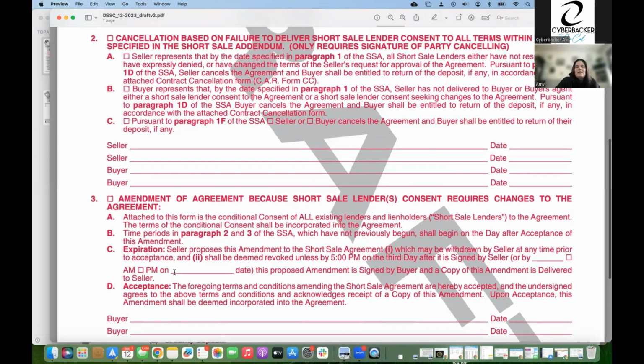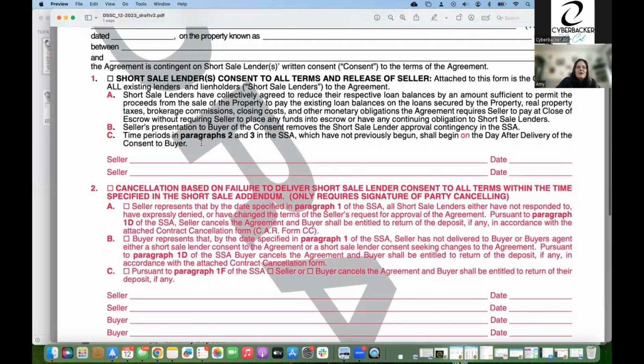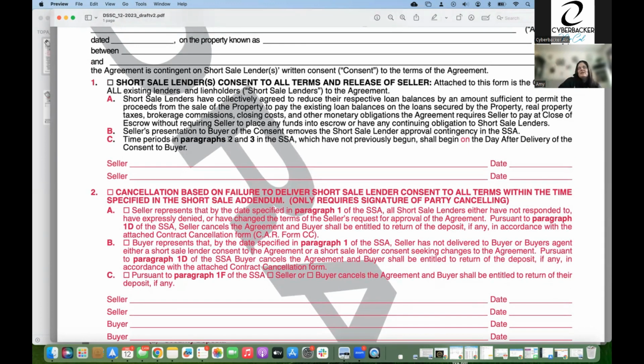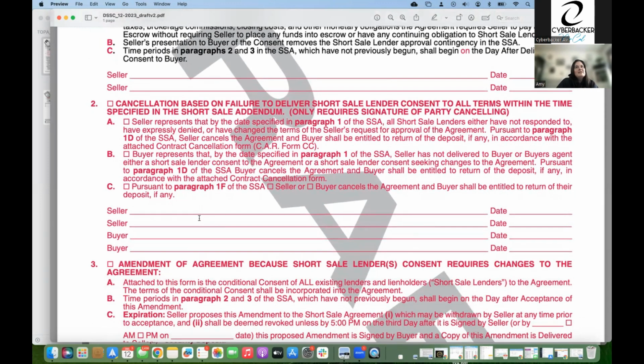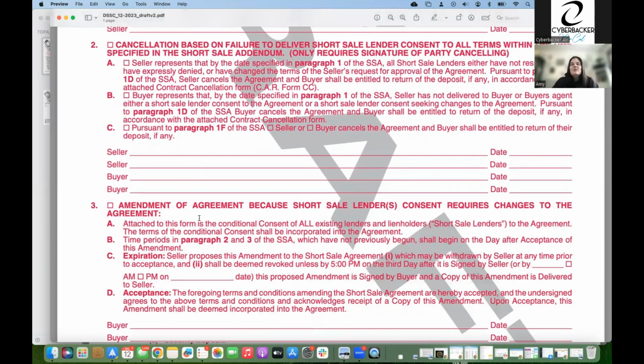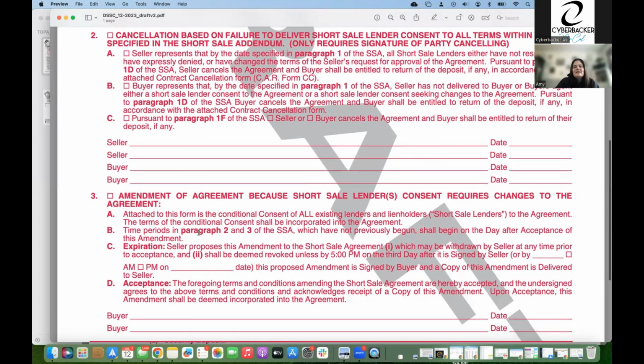So in this form, we're either going to sign for box number 1 or we're going to sign for box number 2. So we're either, hey, we're still in agreement with the purchase agreement, we got the offer back from the lender, we're good to go, and then the transaction proceeds towards closing. 2 is, hey, we're canceling it because we haven't received or we're not in agreement with what the lender said. And 3 is, hey, the short sale lender agreed to sell, but they want some changes made, and here are the changes, right? So attached to this form is the conditional consent of all existing lenders and lien holders, short sale lenders, to the agreement.